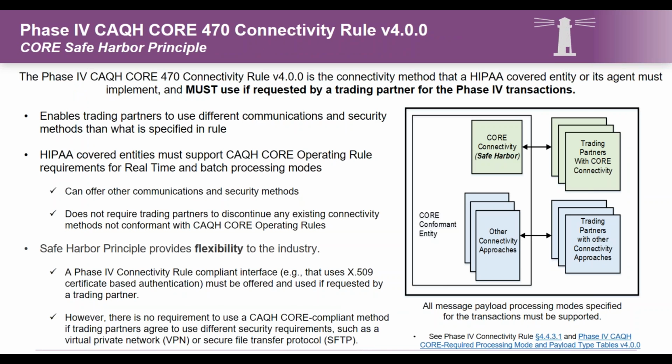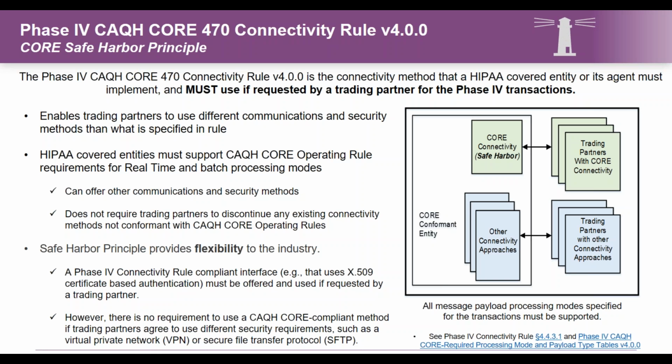This rule, again, builds off phases 1, 2, and 3 and the requirements for the connectivity there related to the core safe harbor principle. This requires a specific set of connectivity requirements and security requirements related to how the entities can conduct the transaction. This does enable trading partners to use other communication methods and security methods that are not specified in the rule. It just allows for at least one pathway that all covered entities can support for these transactions. Again, you are required to support at least the core connectivity safe harbor principle.